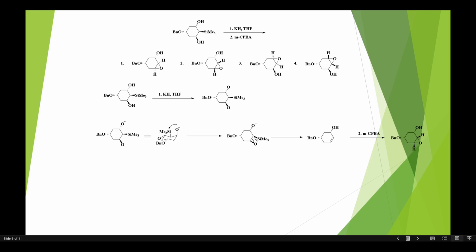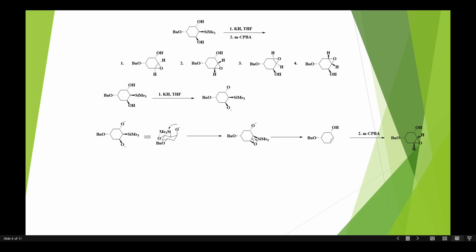Suppose that instead of the OH group, you have an OMe group. Then what will actually happen? What is the product you will expect? What epoxidation will you get from the other side? Because in that particular case you don't have any kind of hydrogen bond.